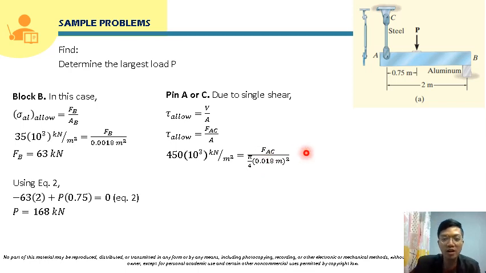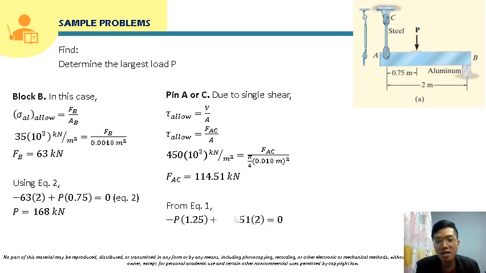Okay, so solving for FAC here, FAC will be 114.51 kilonewton. So again, using equation 1, now we can solve for the value of P by substituting FAC. So this will be negative P times 1.25 plus 114.51 times 2 is equal to 0. So solving for P here, this will be 183.22 kilonewton.